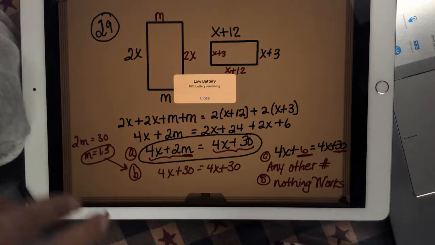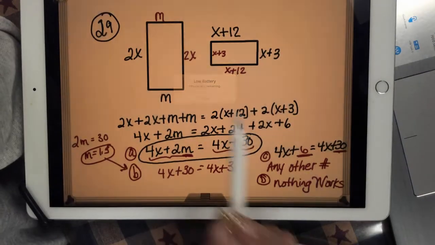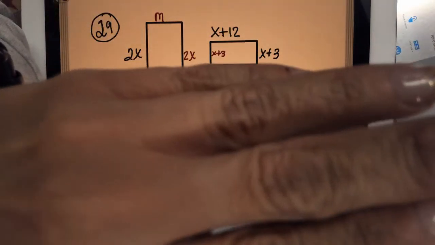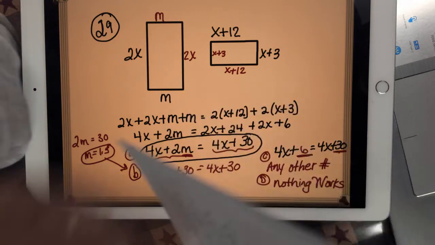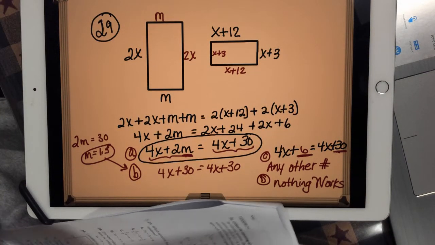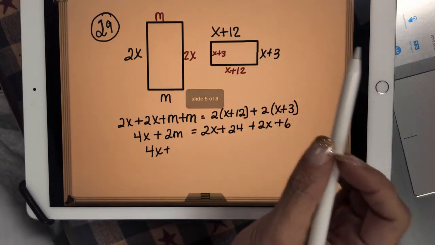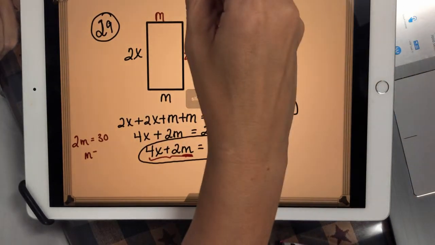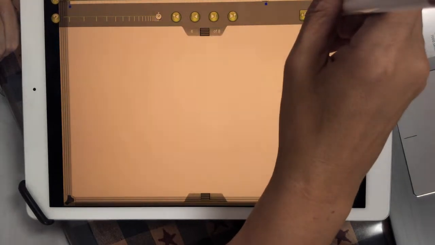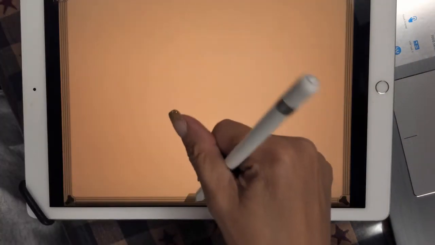Oh, my battery's running low. Yeah, I know. Alright, let's see, what else did I do? No, I didn't do any in 2.5 because we haven't done literal equations yet. Oh my goodness, I don't know why it's doing this to me. Okay, 35.